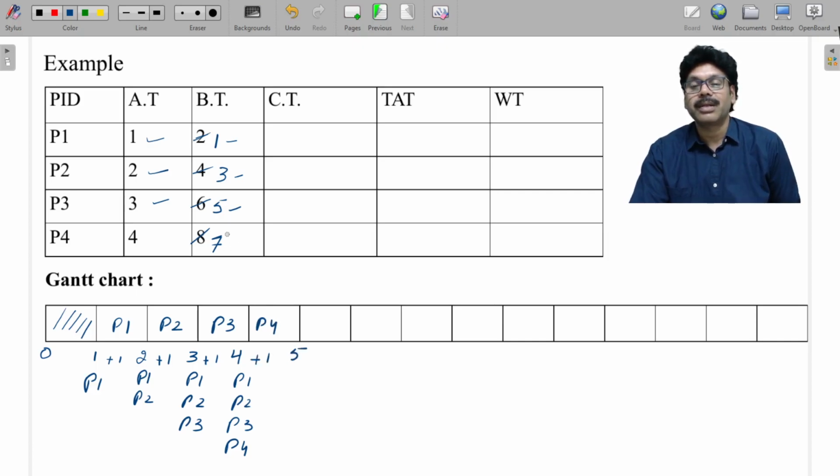Now let us compare the remaining times. P4 needs 7 and the rest need 5, 3 and 1. So P4 is given one more time, balance is 6. And P4 will be given one more chance because it has the longest burst time. So balance is 5.